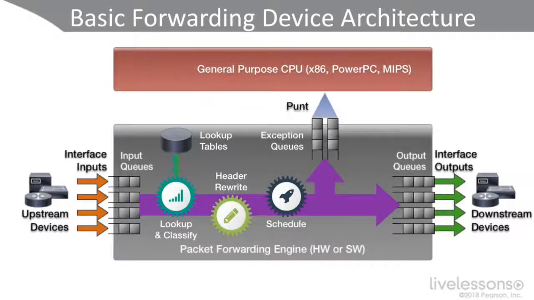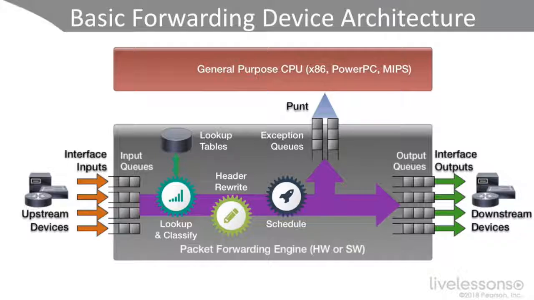And then finally, we have the path that's really interesting for us hackers, for the hackers that really want to get into the forwarding device, and that is the exception queues. What that is, is that when we classify and look up packets, we have certain classes of packets that are interesting to the software of the device.